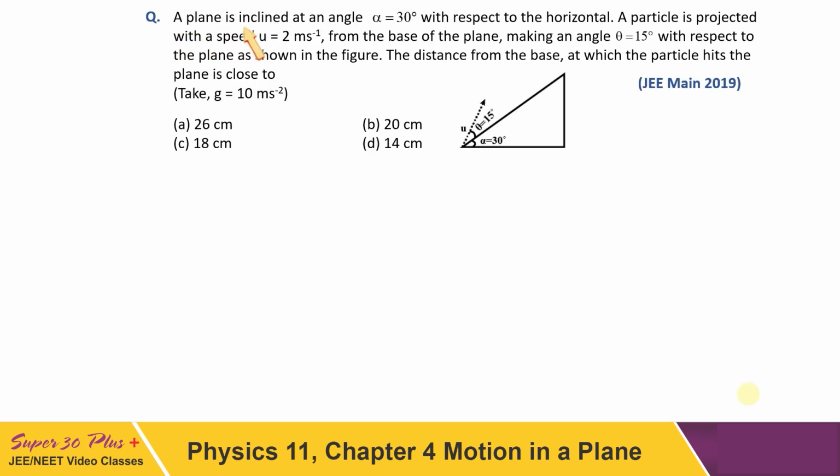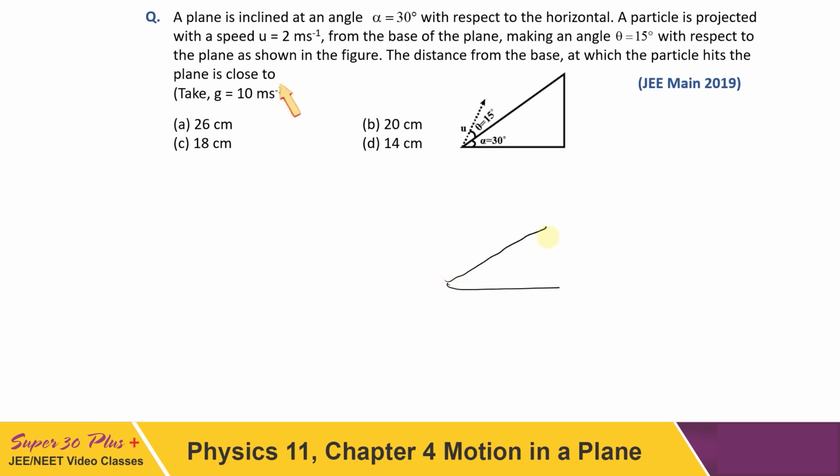A plane is inclined. This is a question from projectile motion on an inclined plane. Already we have discussed the topic. The angle alpha is given here as 30 degree, which is the angle of inclination with respect to the horizontal. A particle is projected with speed u from the base of the plane, making angle theta equal to 15 degree with respect to the plane. The distance from the base at which the particle hits the plane is close to what? So we have to calculate the range along the incline.